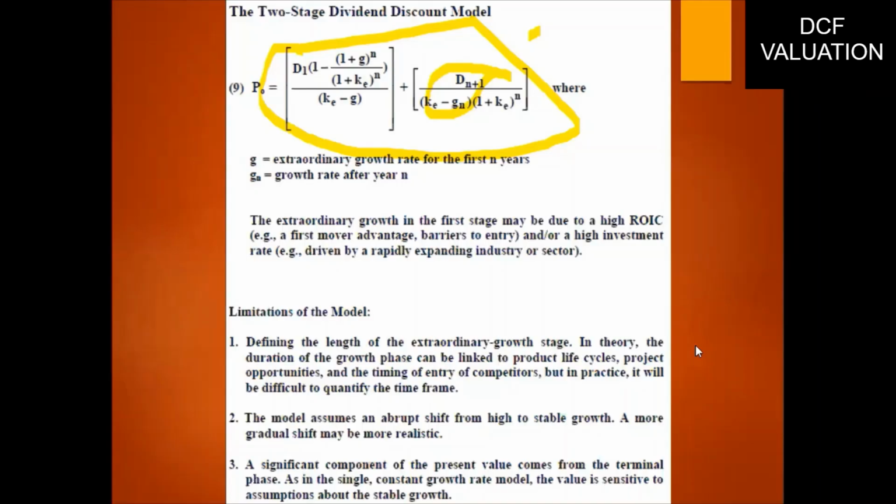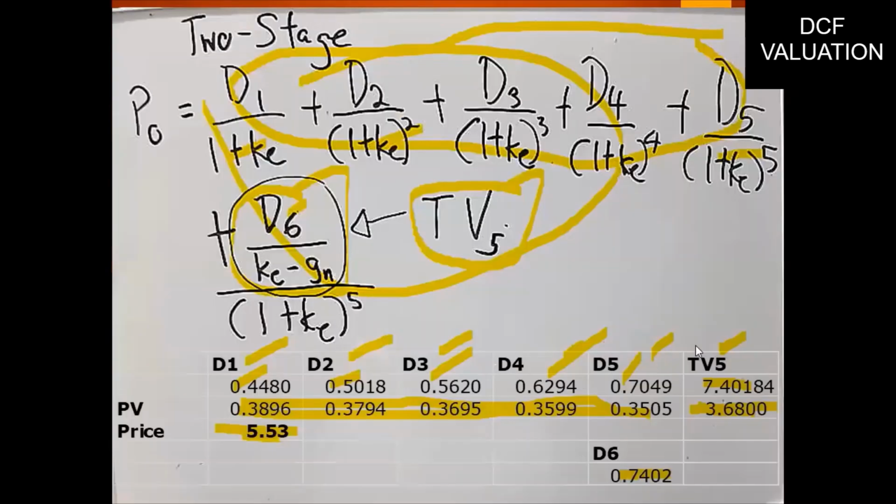The first term represents the present value of the dividends for the extraordinary growth phase. Do you have to memorize that? No. You just have to apply this in Excel.